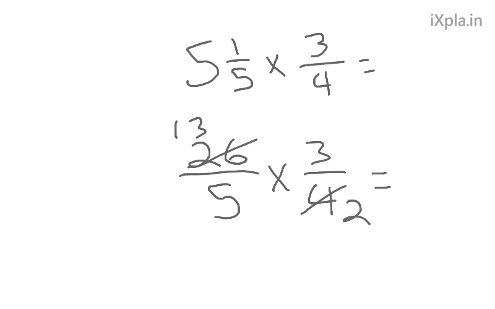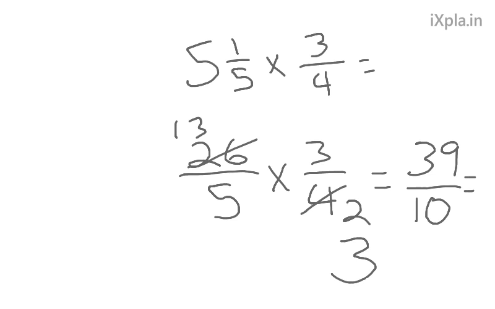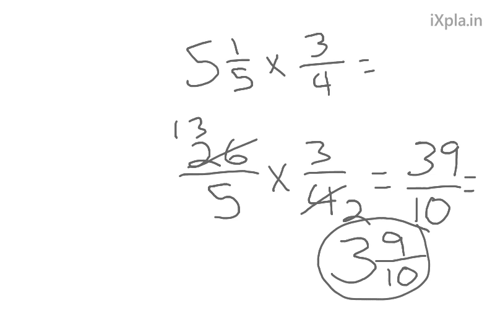There's nothing with the 5 and 3 that we can do, so now we just need to multiply across. 13 times 3 gives us 39. And then 5 times 2 gives us 10. That's an improper fraction. I'm running out of room, so I'll write it down below. But now we have to ask ourselves, how many times does 10 go into 39? Goes in 3 times with 9 left over, and keep your denominator of 10. Your answer is 3 9/10.